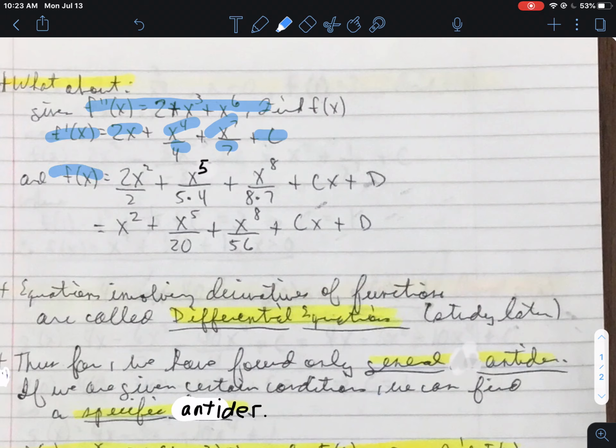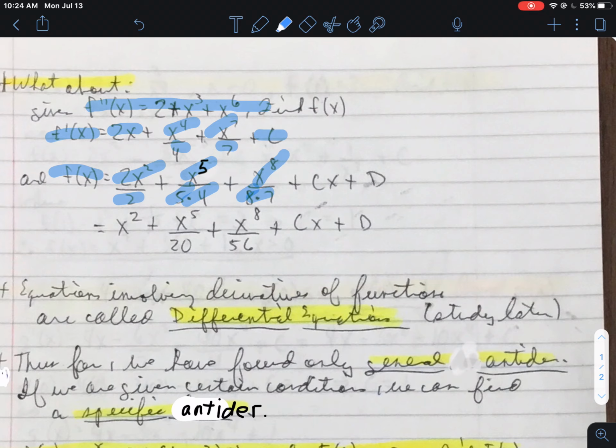So again, I'm just following power rules. So the antiderivative of 2x would be 2x squared over 2. The antiderivative of x to the 4th over 4 would be x to the 5th divided by 5 times that 4 that's already there. So again, I'm just increasing the exponent by 1 and dividing by the new exponent. Likewise, I've got x to the 8th and then dividing by 8 times the 7 that's already there.